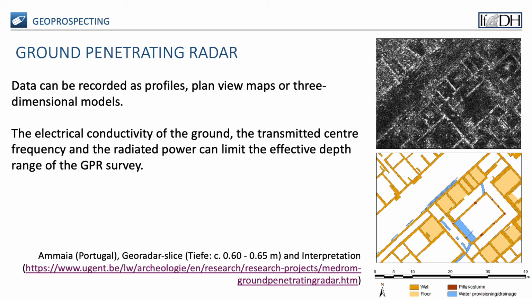The electrical conductivity of the soil, the transmitted center frequency, and the radiated power are problematic and can limit the effective depth range of the GPR survey. Higher frequencies can lead to improved resolution, but increasing electrical conductivity attenuates the introduced electromagnetic wave and thus the penetration depth. This is why ground-penetrating radar is mostly used when measuring just below the surface.